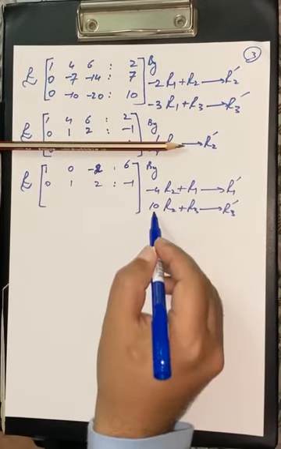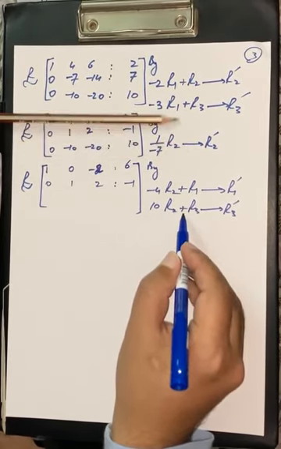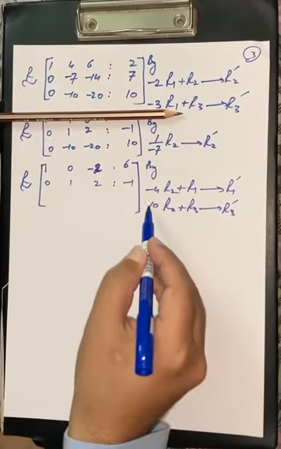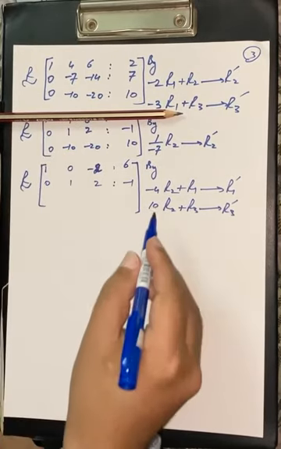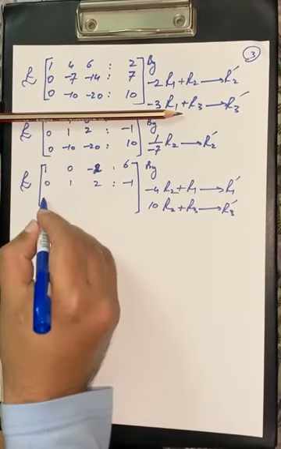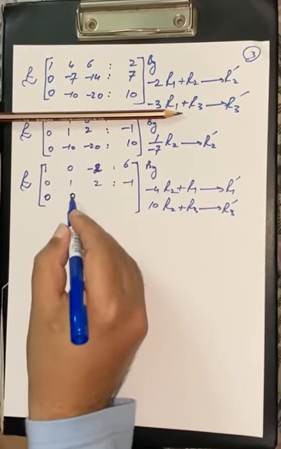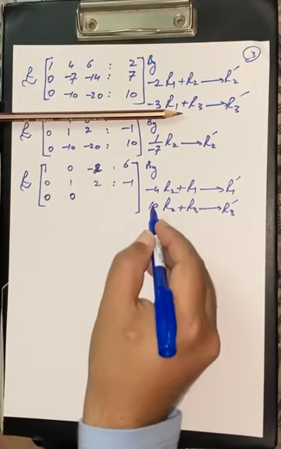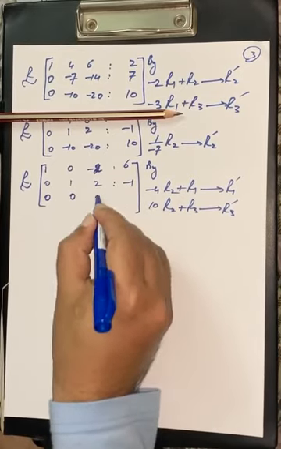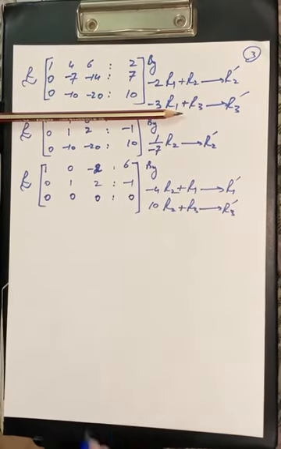Next work is row 2 multiplied by 10 and added to row 3. So we hide row 1 because there is no change right now. We work along row 2 and row 3. 10 multiplied with 0, 0 plus 0, 0. 10 multiply 1, 10 minus 10 gives me 0. 10 multiply 2, 20, 20 minus 20 gives me 0. Now 10 multiply minus 1, minus 10 plus 10 gives me 0 as well.